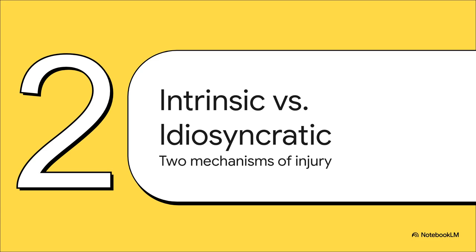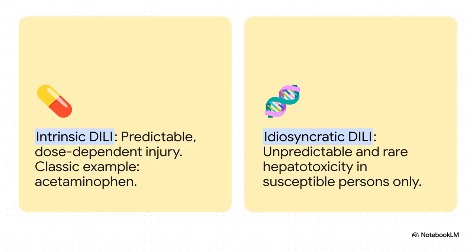So, if it can look like anything, how do we even begin to get a grip on it? Well, the first step is to understand that we can divide all cases of DILI into two major categories. This is the first crucial branch point in our clinical framework. You can think of DILI as coming in two main flavors. On one hand, you have intrinsic DILI. This is basically a predictable poison. If you take enough of it, it's going to hurt your liver. The absolute classic example is an acetaminophen overdose.